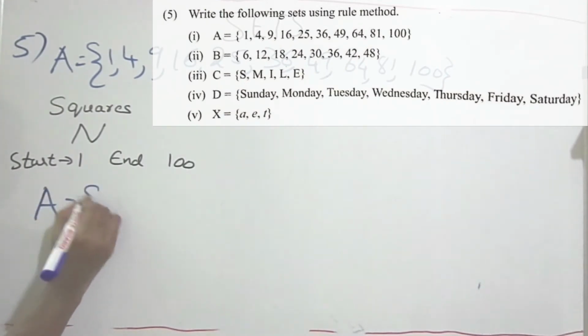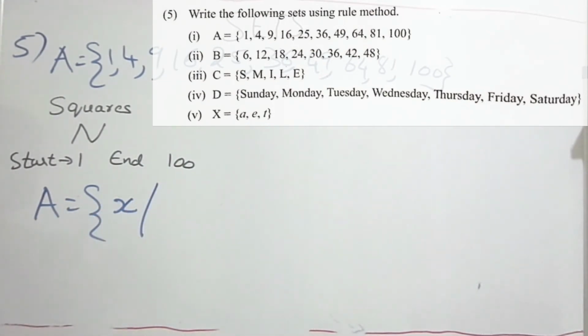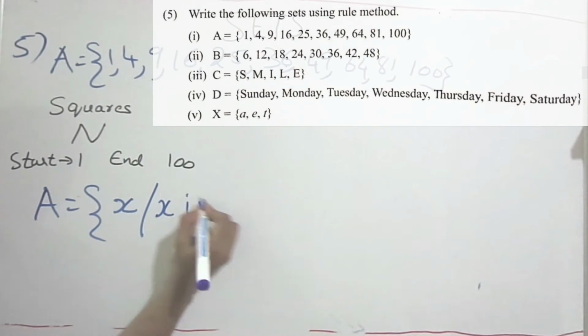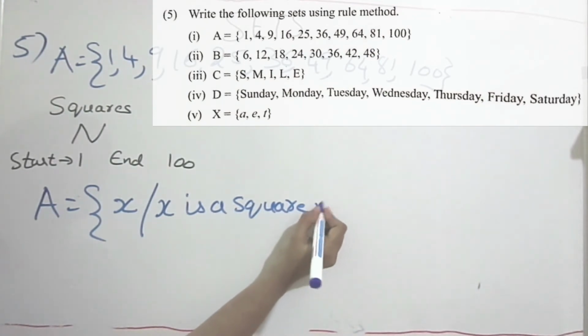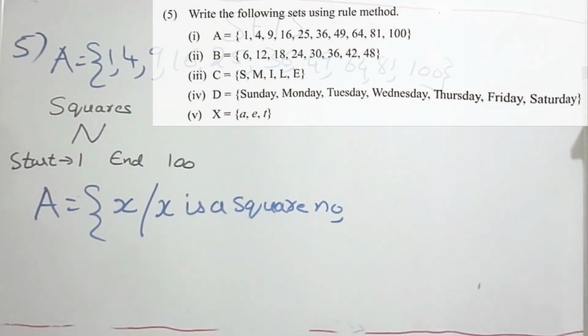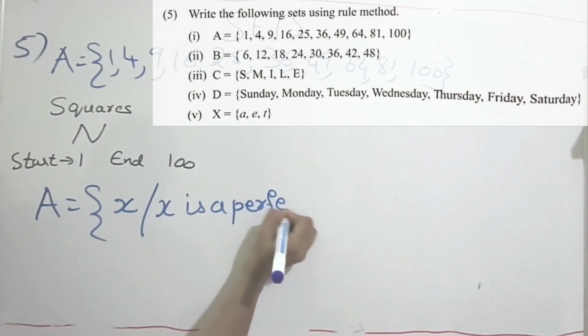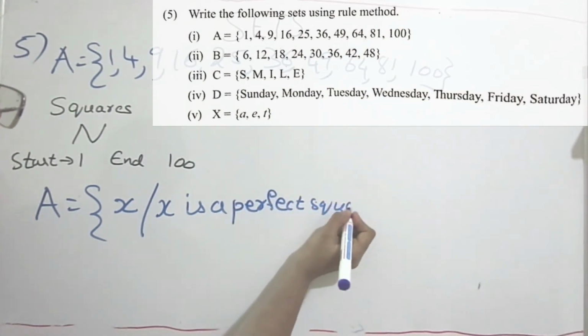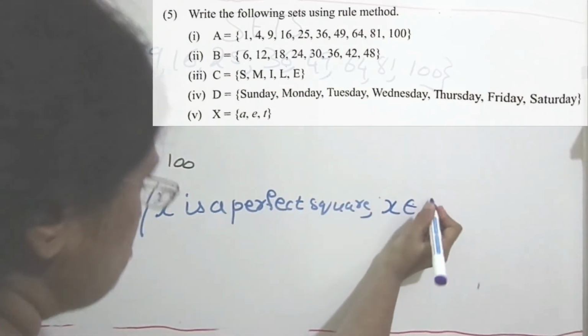Okay. So let us write in the set builder form now. A is equal to, in set builder form we assume x such that, now go on to describe x. What is x? X is a perfect square. So we have included this. And x belongs to which numbers? Natural numbers. X belongs to natural numbers.